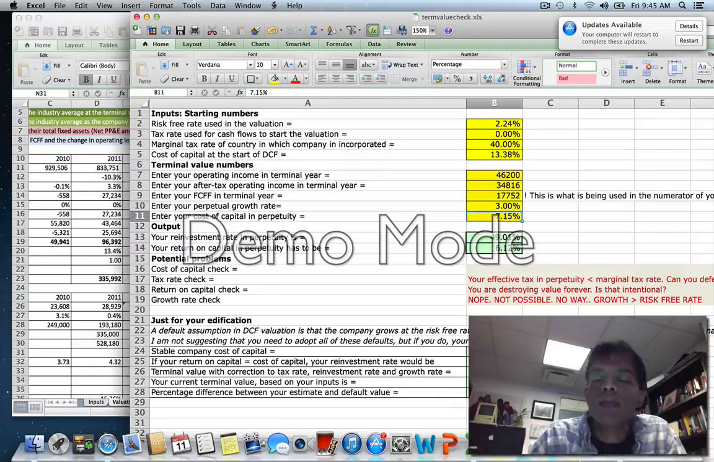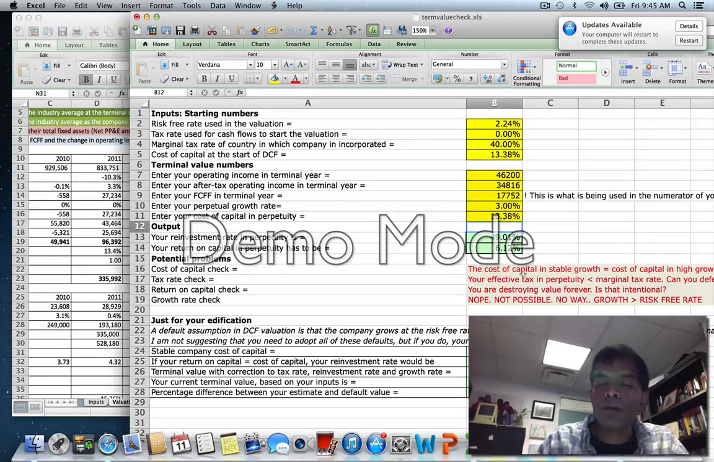He's done that okay. Let's see what would have happened. In fact, I have this checklist here. If I left this at 13.38%, you're going to see my warning pop up: the cost of capital in stable growth is equal to the cost of capital at the start, and that might not be okay. So I'm going to leave that discretion to you, but use it wisely.